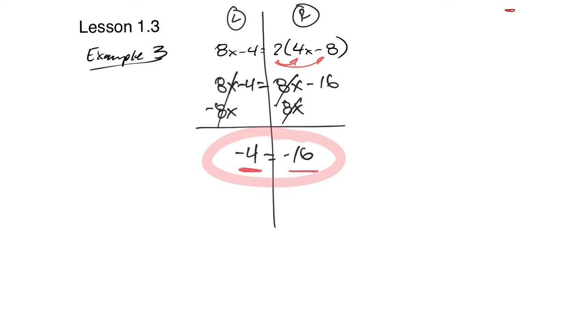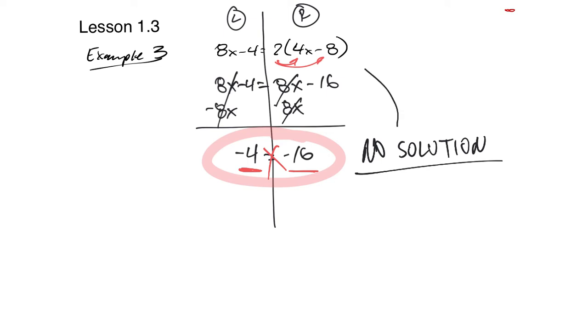Negative 4 and negative 16 are not the same number. Therefore, they cannot be equal, which means there is no solution. There's no number that I can plug in for x to make this equation true.